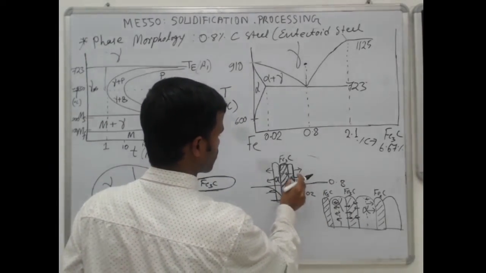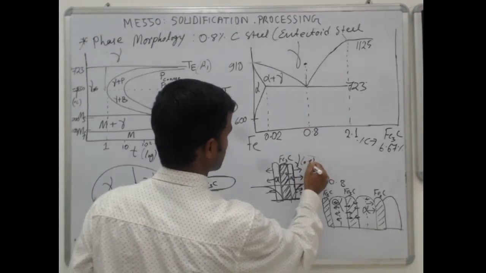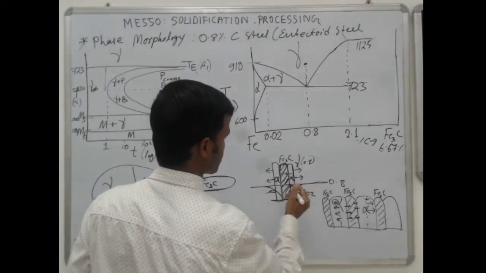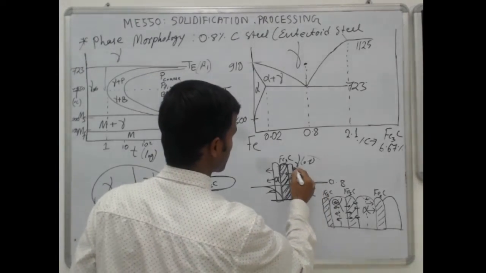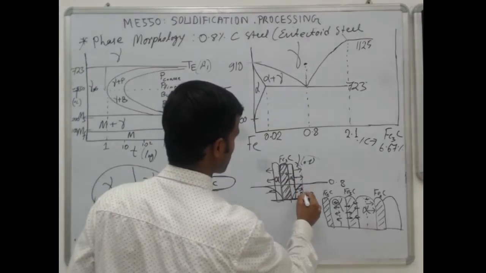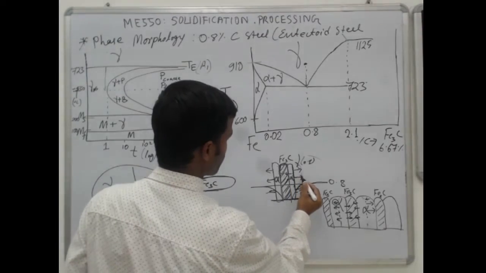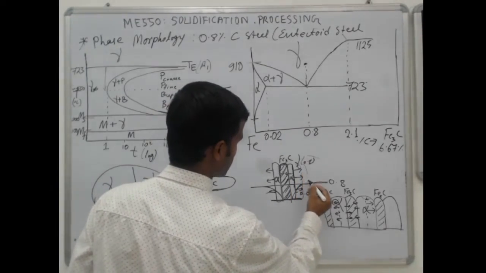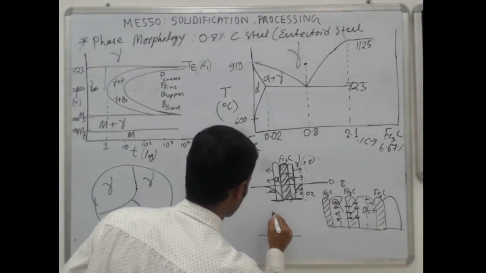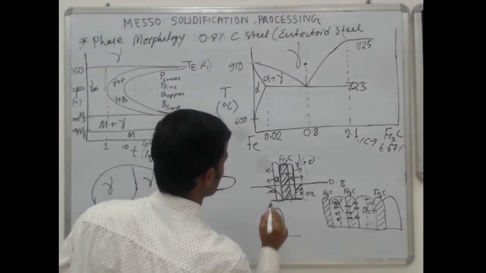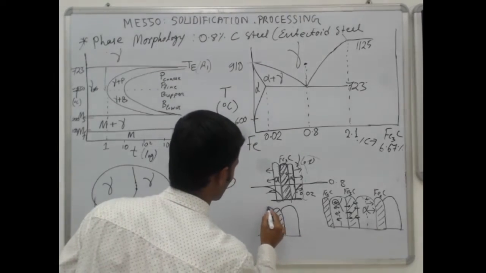For alpha to grow, the austenite, which has 0.8% carbon, has to release the carbon. So austenite will try to release the carbon so that alpha can grow, which is shown here. Now around this you will have a higher carbon concentration. Once you have one cementite, there is another ferrite, and another ferrite.